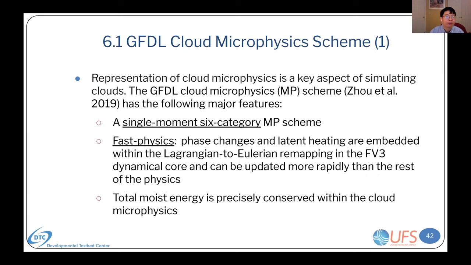So let's look at the GFDL cloud microphysics scheme. It's a single-moment six-category microphysics scheme. It includes the faster physics, fast processes and latent heating that are embedded within the Lagrangian-to-Eulerian remapping in the FV3 dynamical core and can be updated more rapidly. So as I mentioned at the beginning in the schematic of the FV3 remapping part, the total moist energy is precisely conserved within the cloud microphysics.